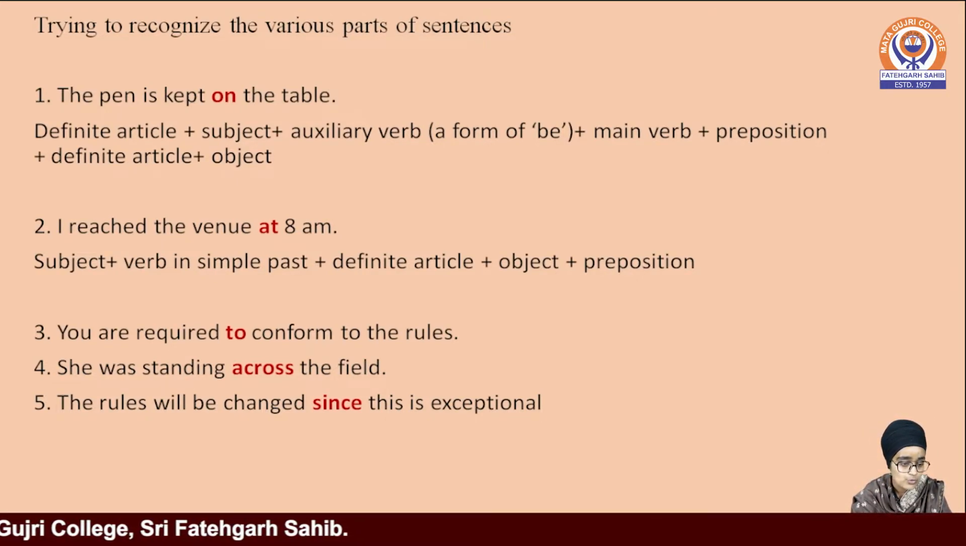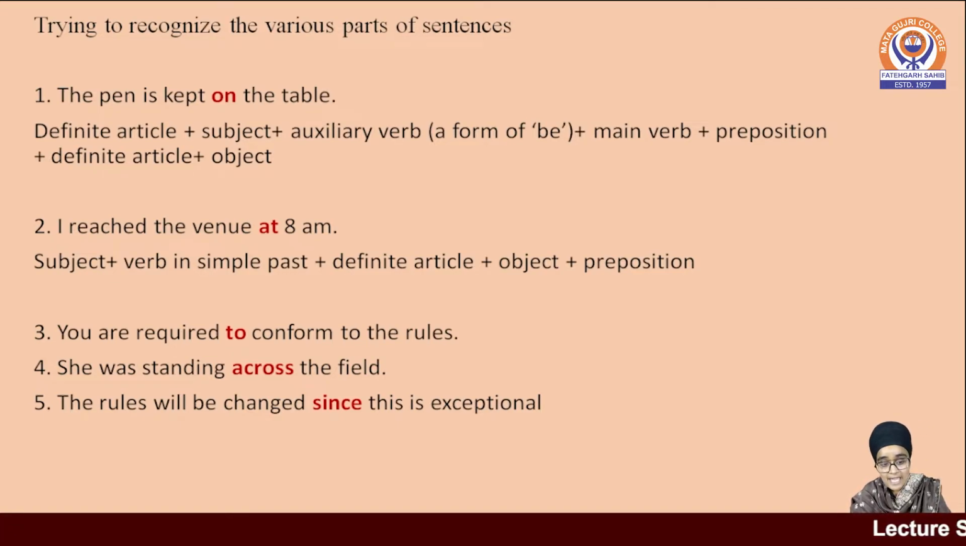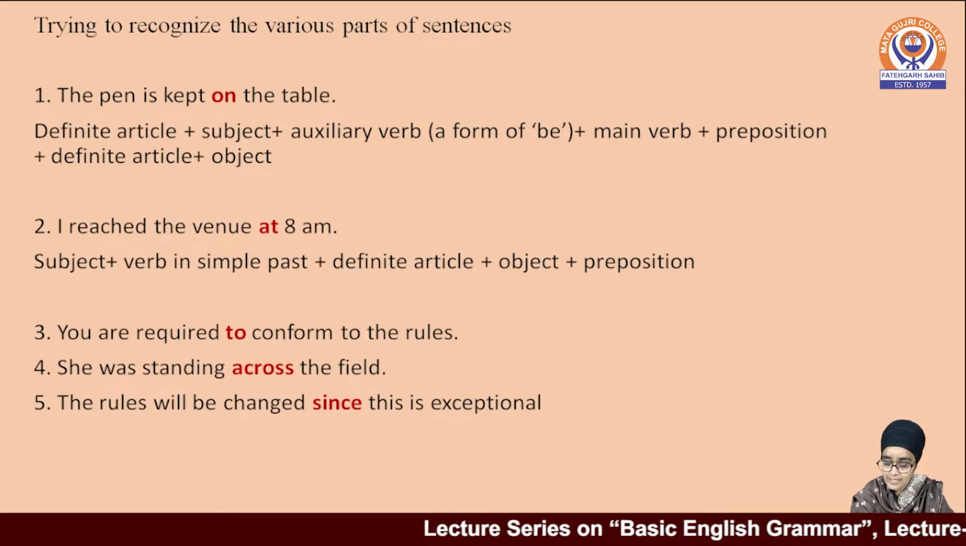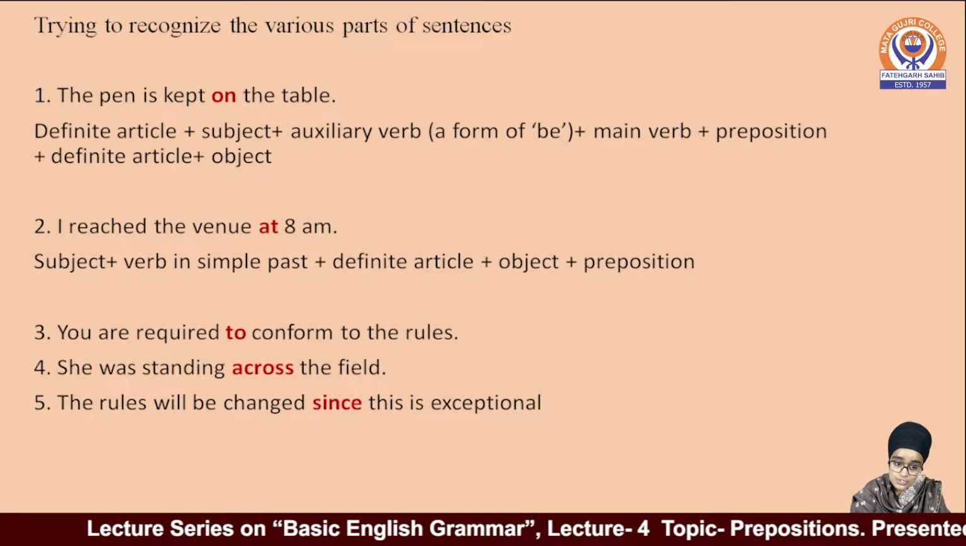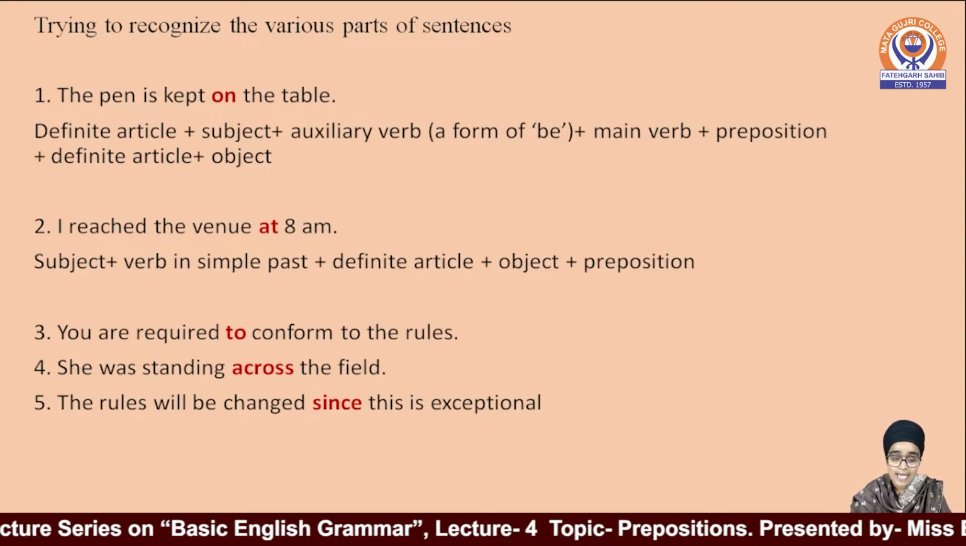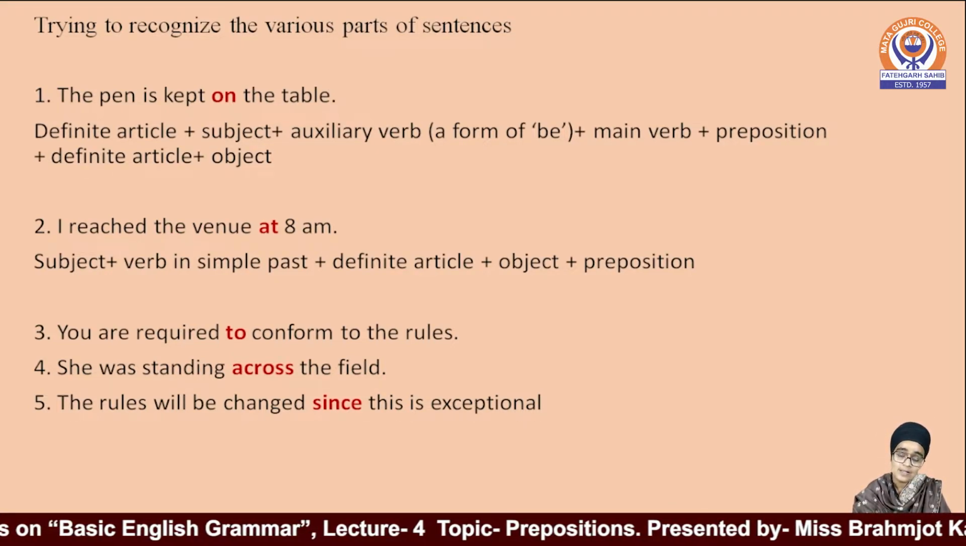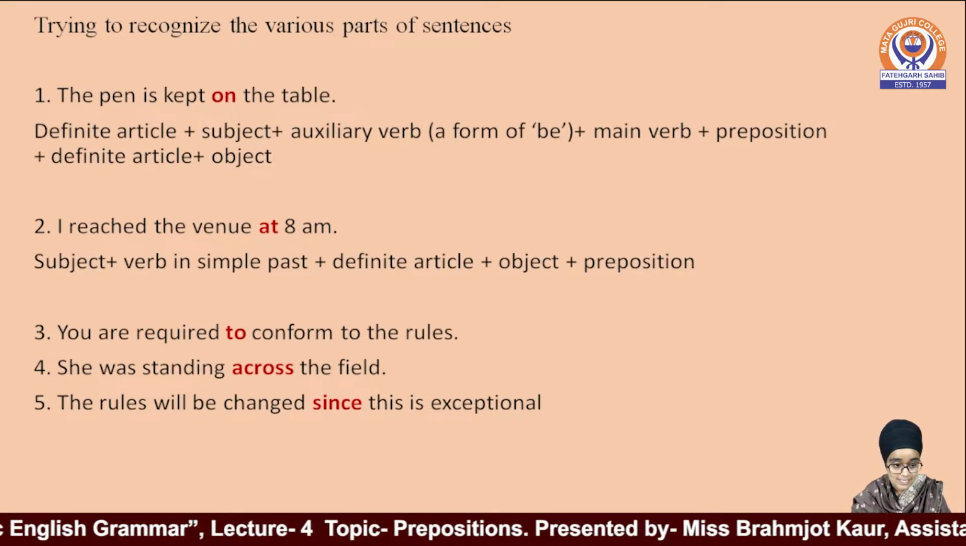Let's attempt 1 or 2 of these. First, the pen is kept on the table. Try recognizing every part of this sentence. So the first, the is a definite article, pen is a noun, and the subject in the sentence, the thing being talked about. Now, is is a helping verb, an auxiliary verb. You've done that in verbs. Kept is the past form of the main verb, keep. Then on is the preposition as you are studying today. The again is the definite article, and table is a noun and the object in the sentence.